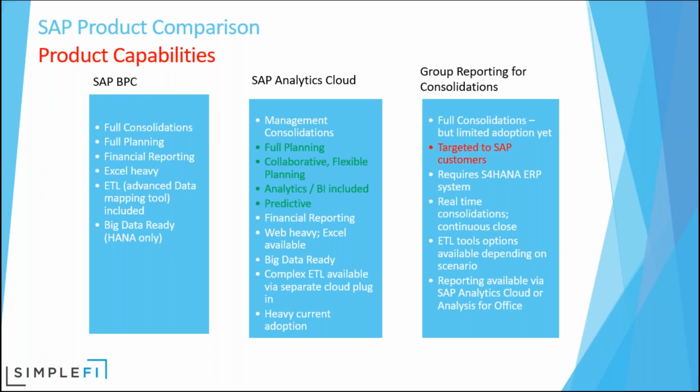differences between these tools. So SAP BPC provides, obviously, full consolidations tools adopted by tons of companies, full enterprise planning, financial reporting. It's really good for heavy Excel usage and reporting, has the baked-in ETL. And then if you're running it on HANA, it's certainly big data ready, right? Compare that to SAP Analytics Cloud. The focus of SAP Analytics Cloud is analytics, planning, and predictive. It does have some management consolidations capabilities.